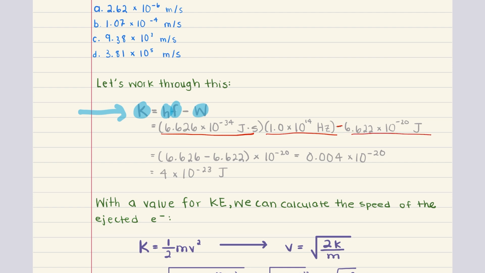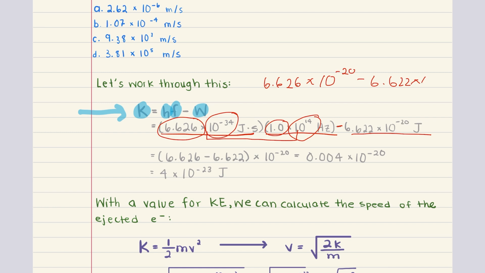Now we can simplify this multiplication term right here by simply multiplying 6.626 by 1. That gives us 6.626, and then multiplying 10 to the negative 34 by 10 to the 14. This is just going to be a sum of the exponents, and that gets us 10 to the minus 20 power. Now from here, we're going to subtract our work function, 6.622 times 10 to the minus 20.